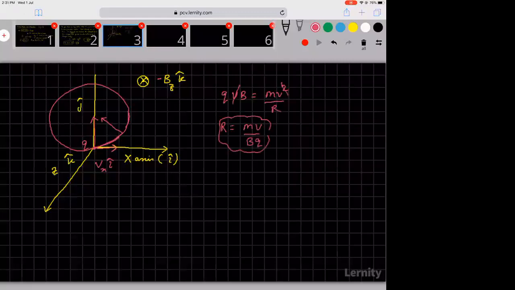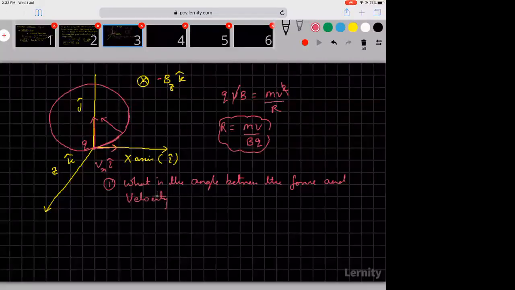Okay. Now some more questions for you. So one question is, what is the angle between the force and velocity? Force and velocity.